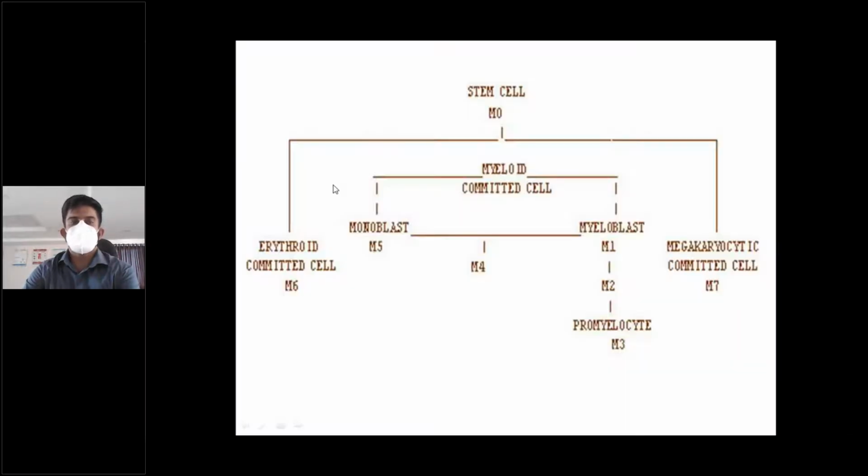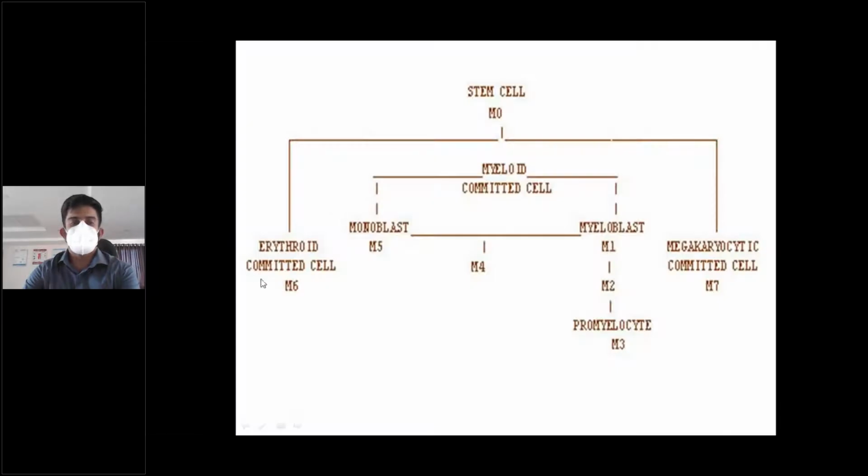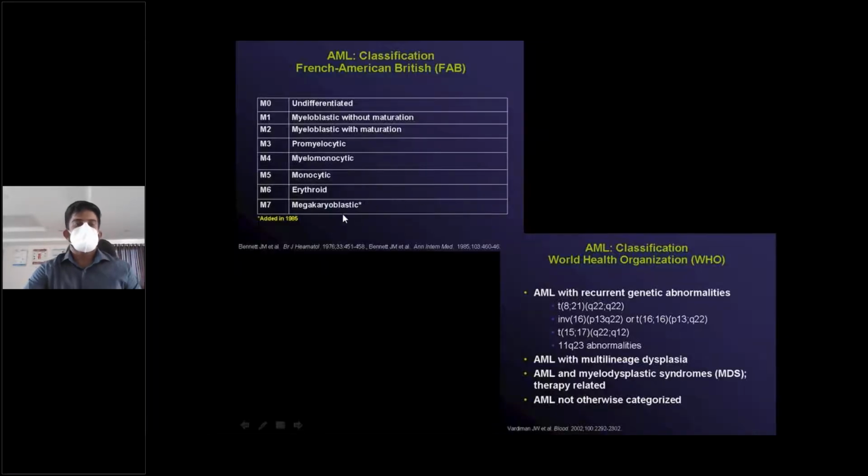And then M5 is monocytic. So here you see M5 arising from the monoblast. And then you have M6, which is erythroid. So an erythroid committed cell, that means something like a reticulocyte or erythroblast or whatever precursor of RBC there is, that is M6. The last one is M7, which is a megakaryocytic committed cell. So it has to arise from a megakaryocyte. So it's megakaryoblastic.